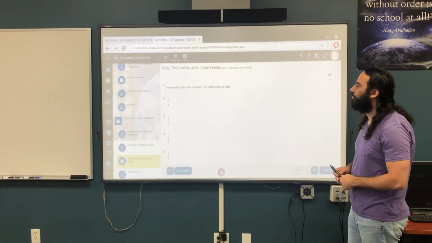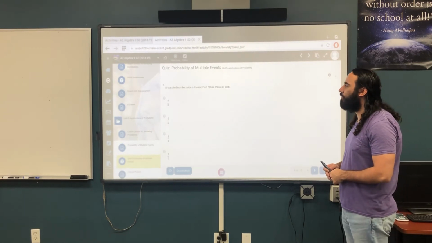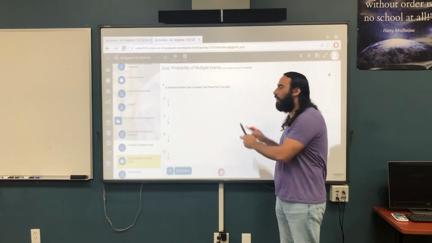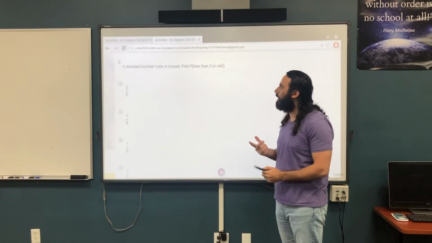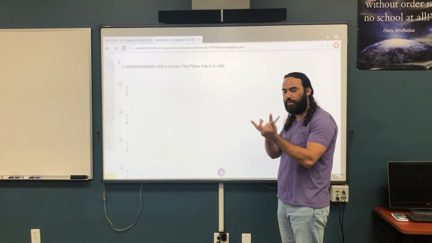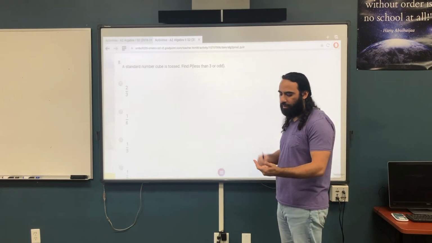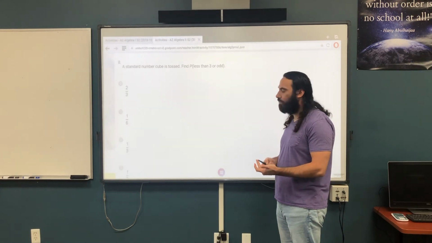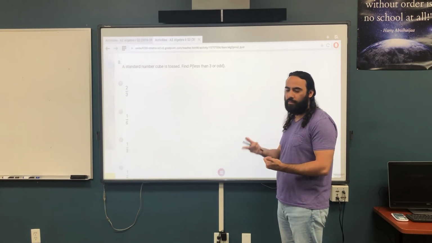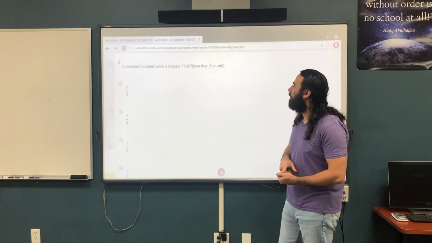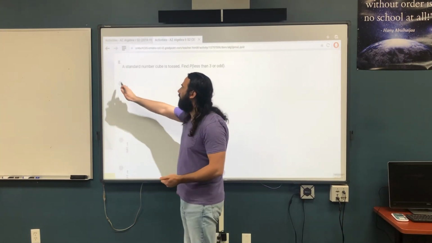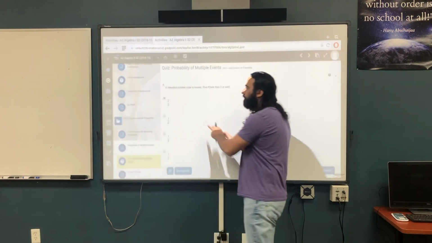Number 8. A standard number cube is tossed. Find the probability that the number is less than 3 or odd. Again, guys, it's easy. Less than 3, there are the 2 and the 1. Odd, we have the 3, and we have the 5, and that's it. So it's going to be 4 over 6, which means it's going to be 2 over 3.